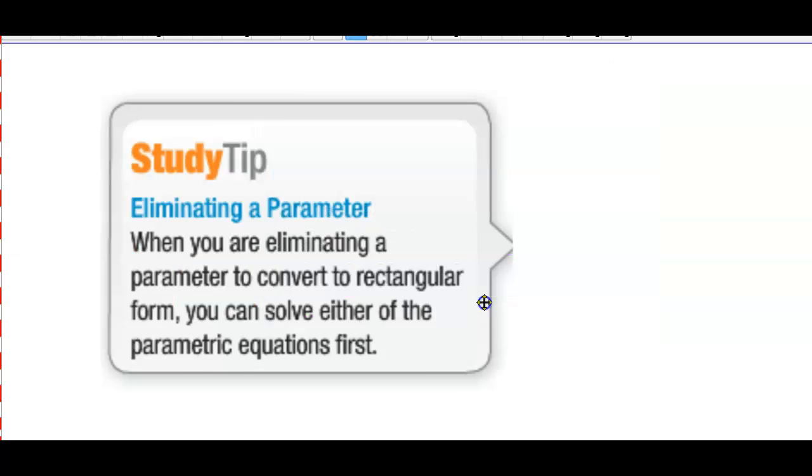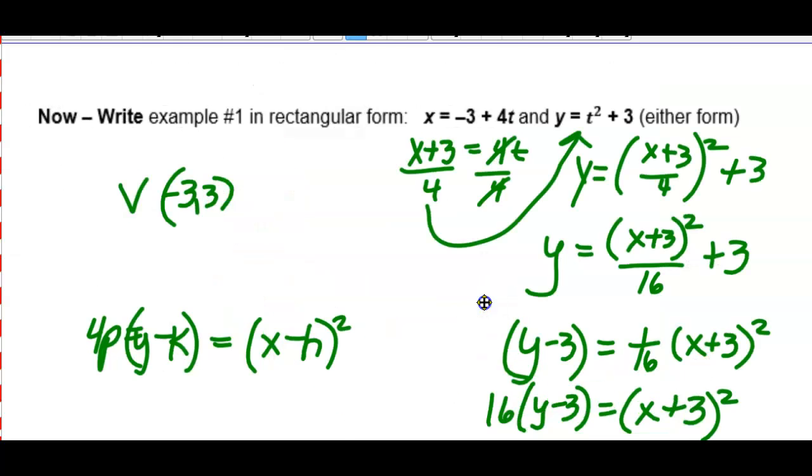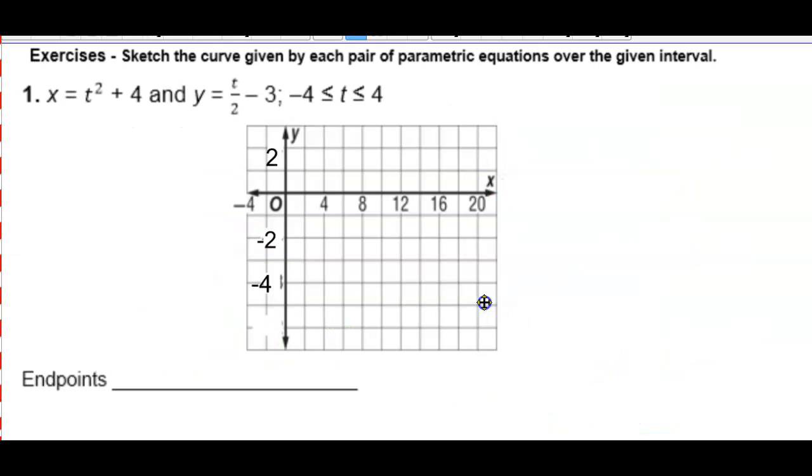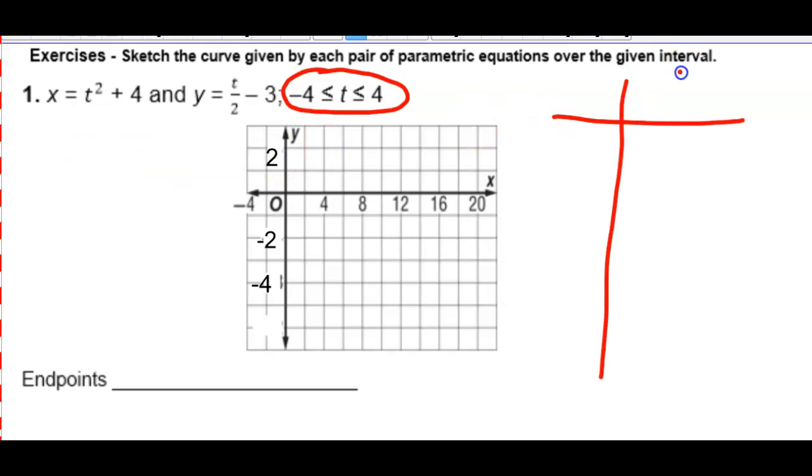Now, we're going to try another one. And then I'm going to show you how to do it on the calculator. But let's do one more by hand. This one has a different definition of t. Okay, it wants the endpoints. You can write it up here. I'm going to write it back here with a little more room. We're going to say t goes from -4 to 4 this time.